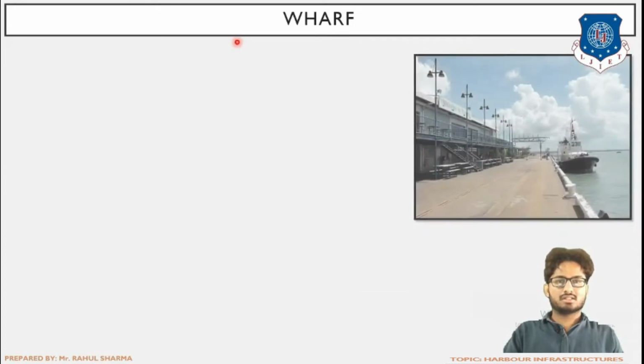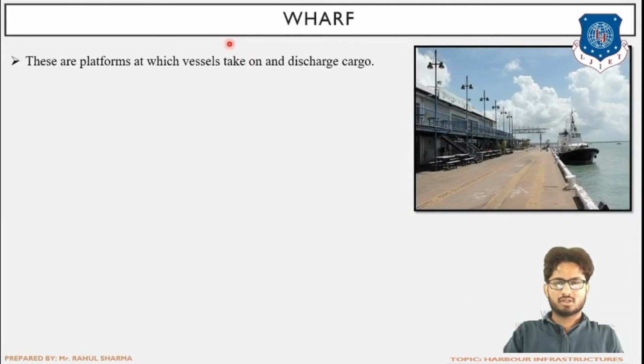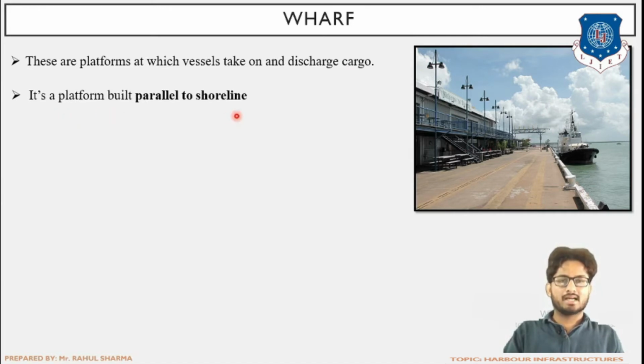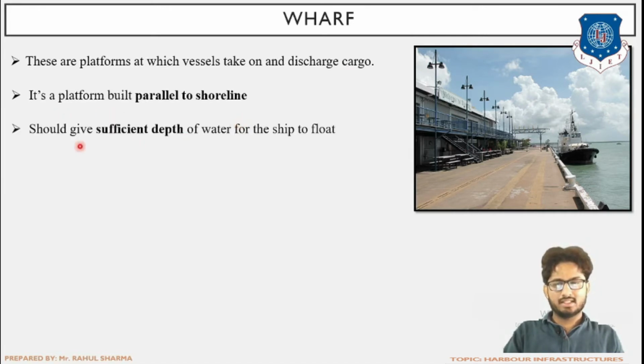Next, just the features of wharf in short. First of all, it is a platform at which the vessels can take and discharge the cargo, that is the loading and unloading operation as discussed. The platform is built parallel to the shore, as we can see. It should give sufficient depth of water for ship to float, that is the minimum navigable depth, or the adequate navigable depth should be maintained in this portion.